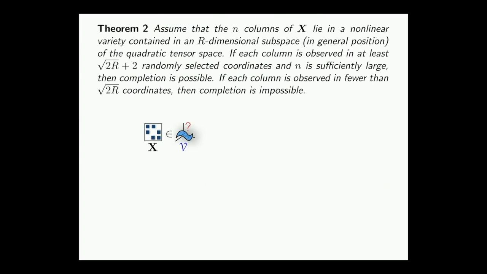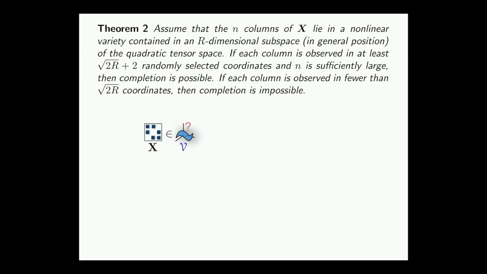So here is the formalization of all this. It's basically a generalization, or in the spirit of what I described before for standard low-rank matrix completion. If you assume that the n columns of the matrix lie in a nonlinear variety that's contained in a capital R dimensional subspace of the quadratic tensor space, and if each column is observed in at least square root of 2 times R plus 2 randomly selected coordinates, and the number of columns is sufficiently large, then completion is possible. And if you're below square root of 2R coordinates, it's impossible.